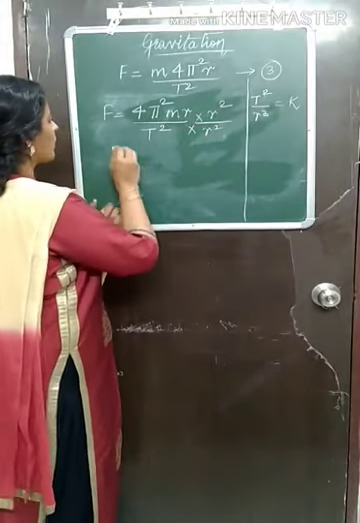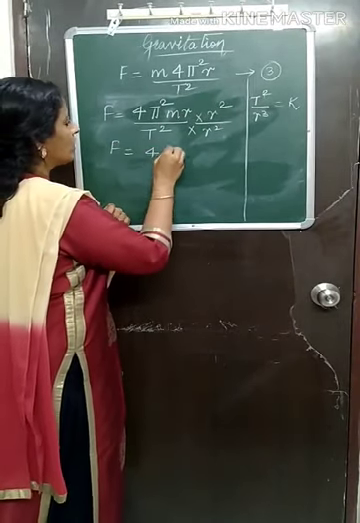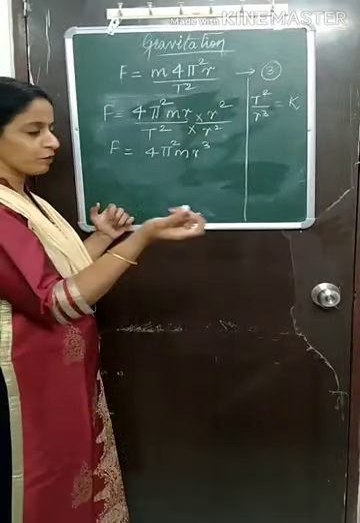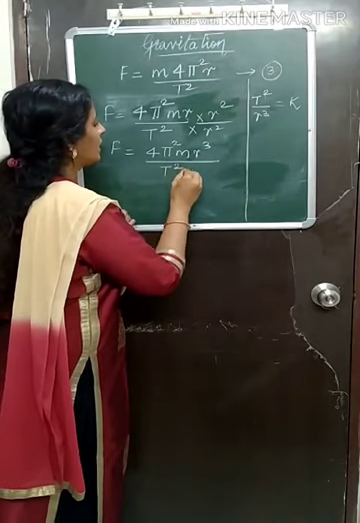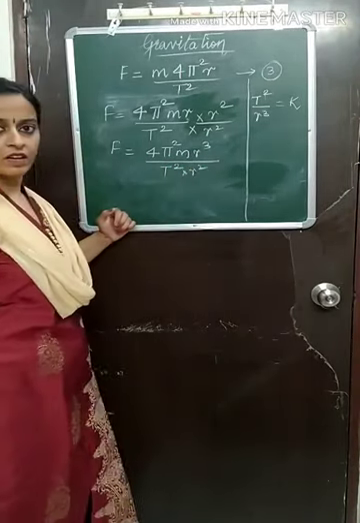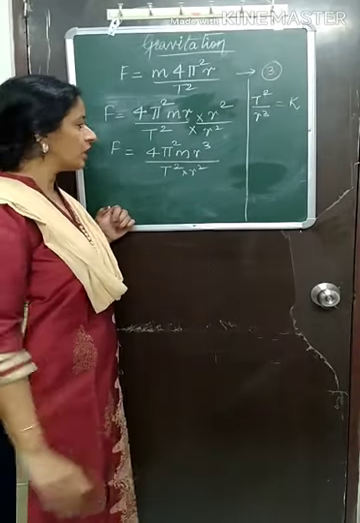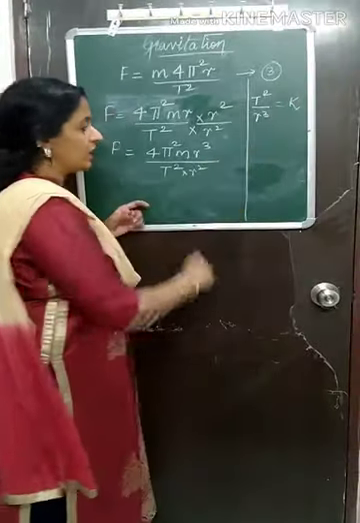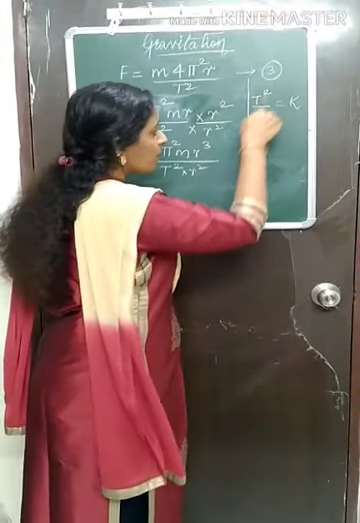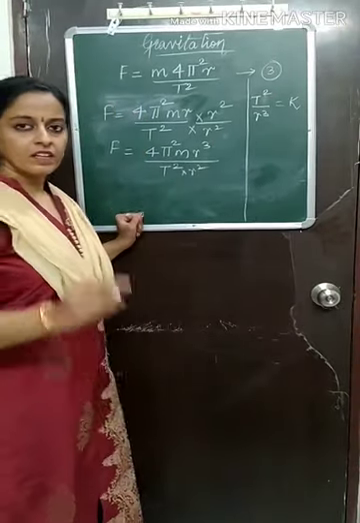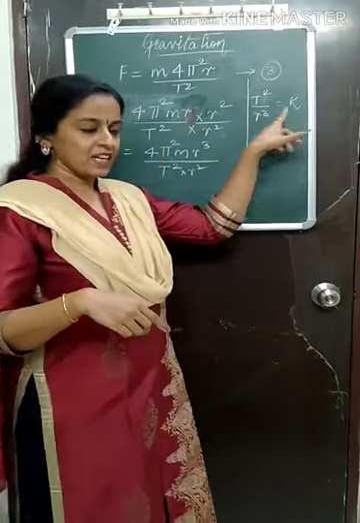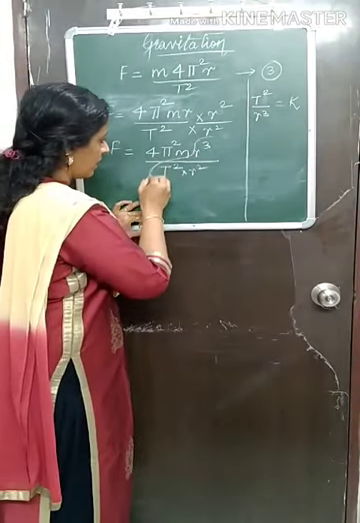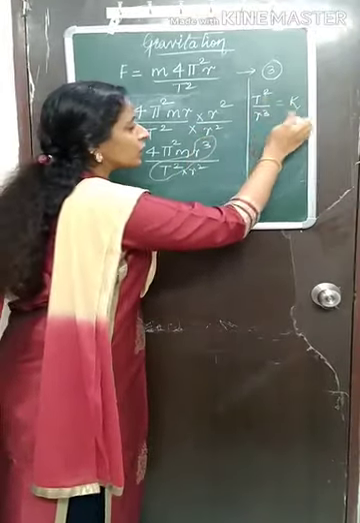Now r into r square, we got F is equal to 4 pi square m, r into r square is r cube, this is what we want, upon t square into r square. Clear till here? Understood? Now again I have written Kepler's law beside so that we get a connection. Now we can see that t square upon r cube is k. Now look here, you have r cube upon t square. I'll highlight. T square upon r cube is k.